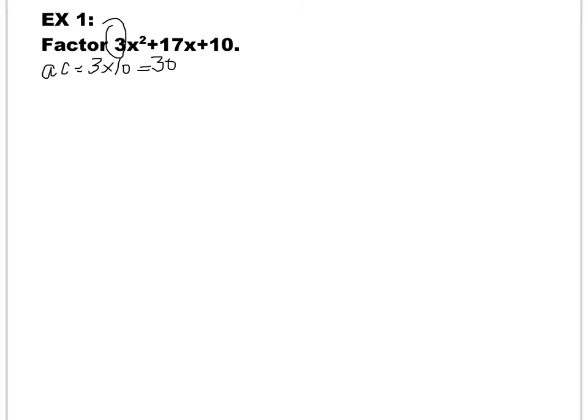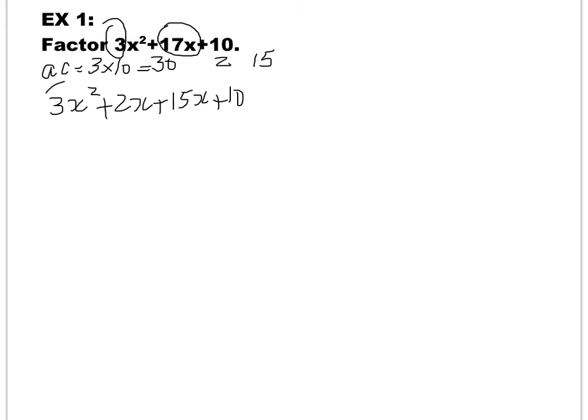Now we are going to find two numbers whose product is 30 and whose sum is 17. With some trial and error, you can see that those two numbers are 2 and 15. The sum is 17 and the product is 30. So I can break up the middle term into 2x and 15x. I'm going to write 3x² plus 2x plus 15x plus 10. Now I have a polynomial of 4 terms instead of 3 terms.